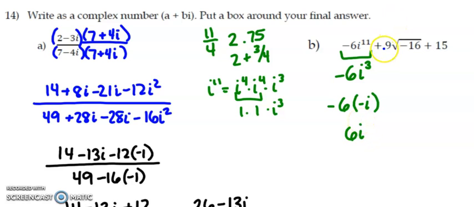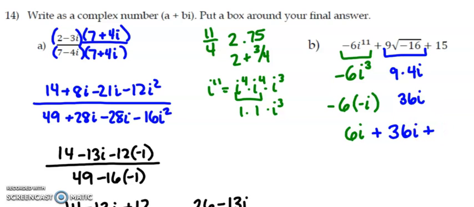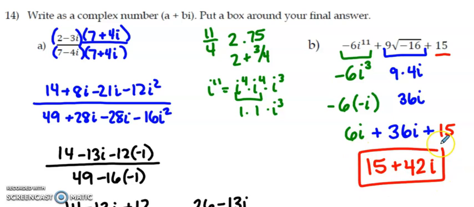The next term then, 9 square root of negative 16 is 9 times 4i, which is 36i. And then 15 is, well, just 15. So, final answer in real plus imaginary form is 15 plus 42i. All right, I'll do number 15 in one last video.